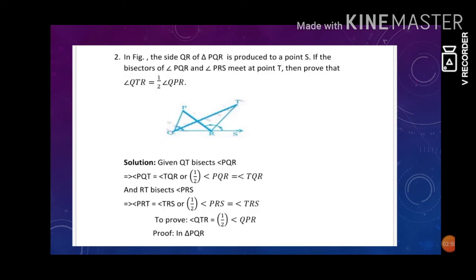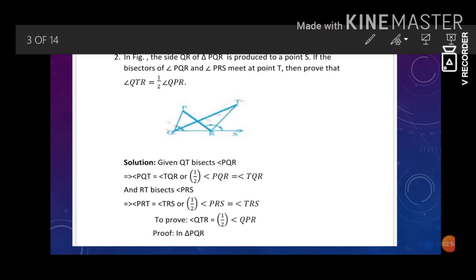Question number 2. In the figure, the side QR of a triangle PQR is produced to a point S. If the bisectors of angle PQR and angle PRS meet at the point T, then prove that angle QTR is equal to half of angle QPR.